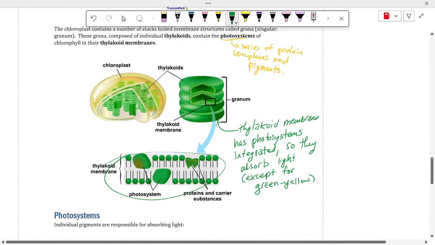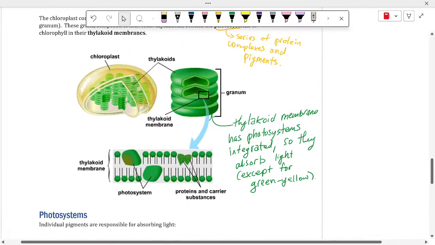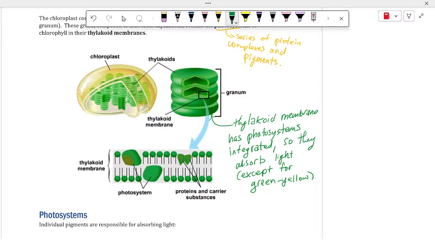So does this look kind of familiar? Yeah, so these are phospholipids. I wish they didn't draw these as green in this diagram. That doesn't make a difference for you because your diagram doesn't show them as green, because it's the photosystems that have the pigments.